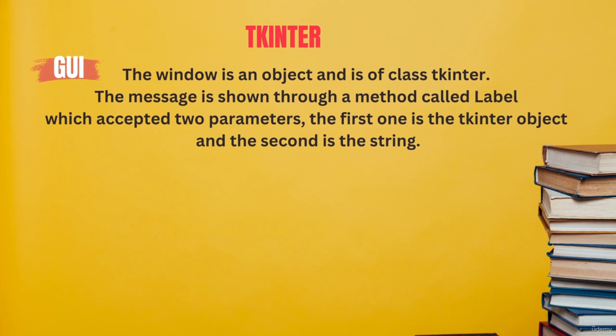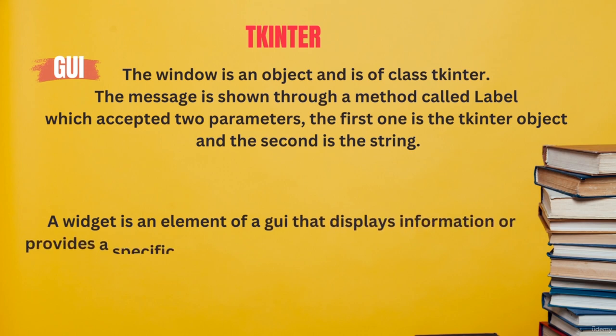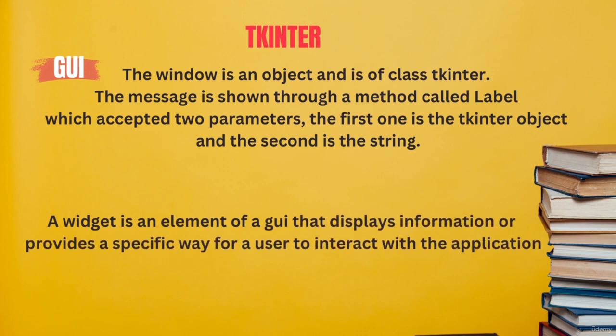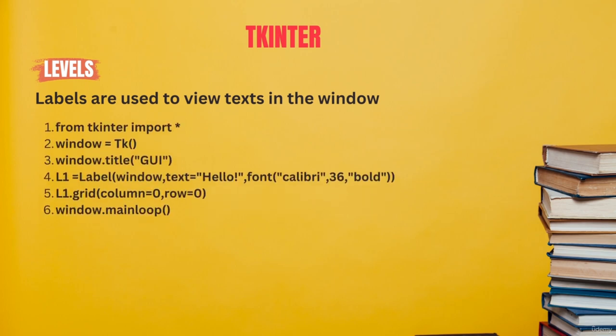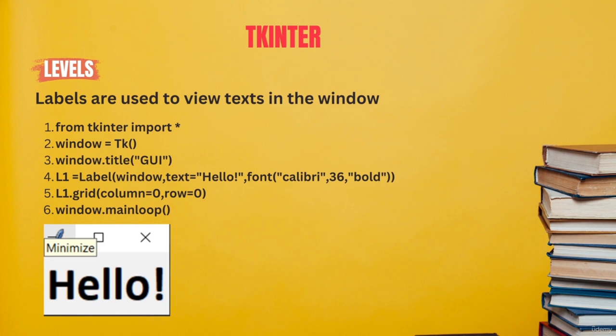Now inside our main window, we can add many widgets and make it an actual user interface. Now, what are widgets? A widget is an element of a GUI that displays information or provides a specific way for a user to interact with the application. We'll be showing you a few widgets that are available in tkinter. Labels are used to view text in the window. Here, we created a label class object that will show hello on the screen. With the font parameter, we were able to give the text size, style, and font. Also notice that the font accepts value as a tuple.